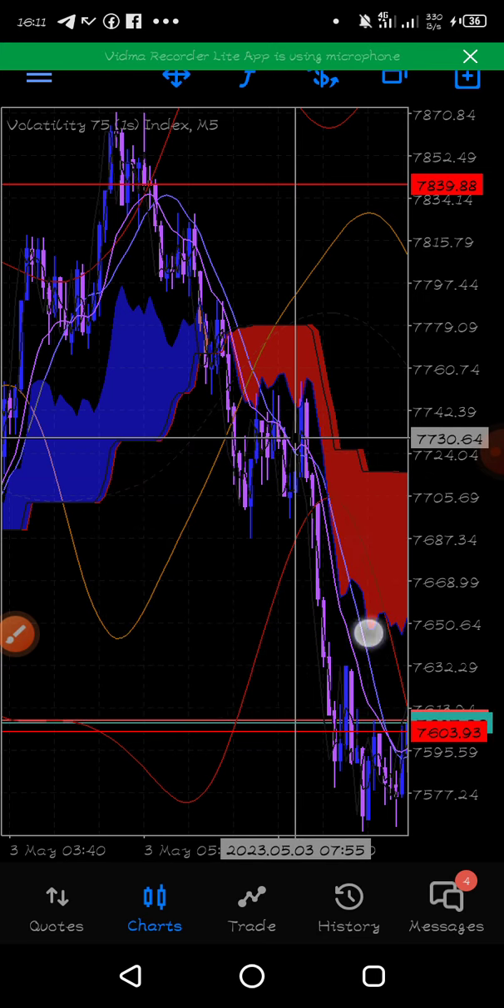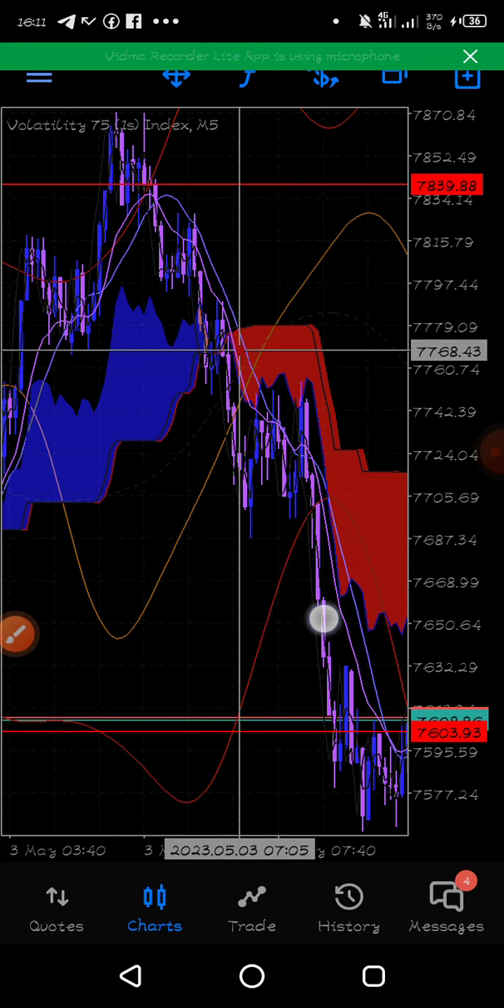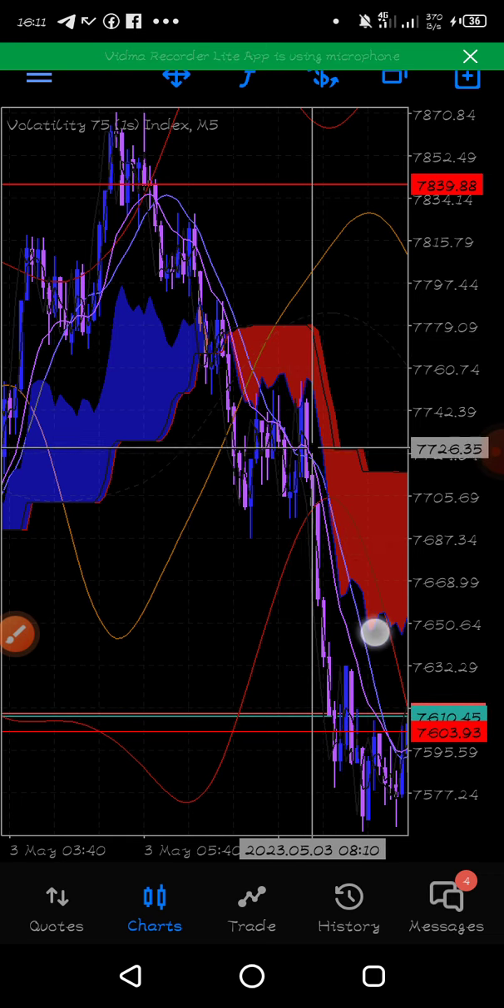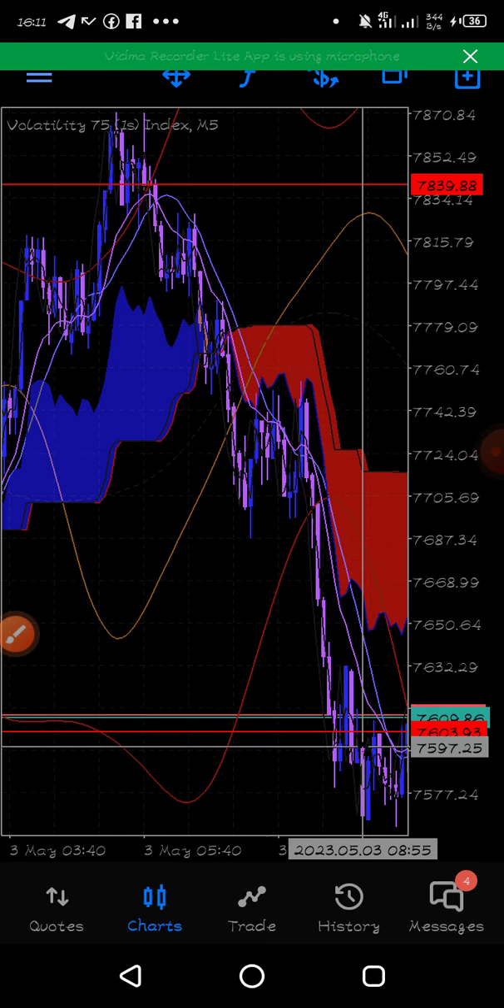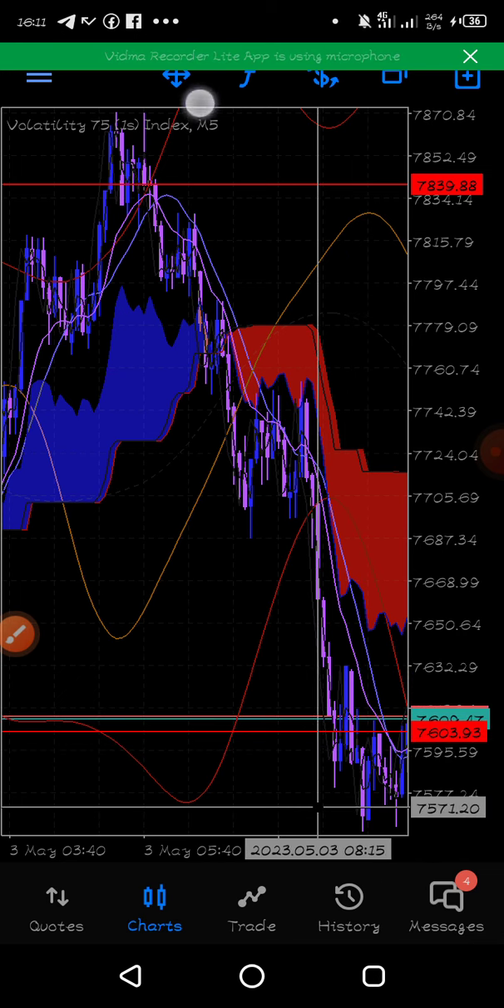So which means that my 15 minutes and my 1 minute are telling me to sell. I'm in 5 minutes, then I'll join them to sell, which is a retest here. I'm moving down to the downside.